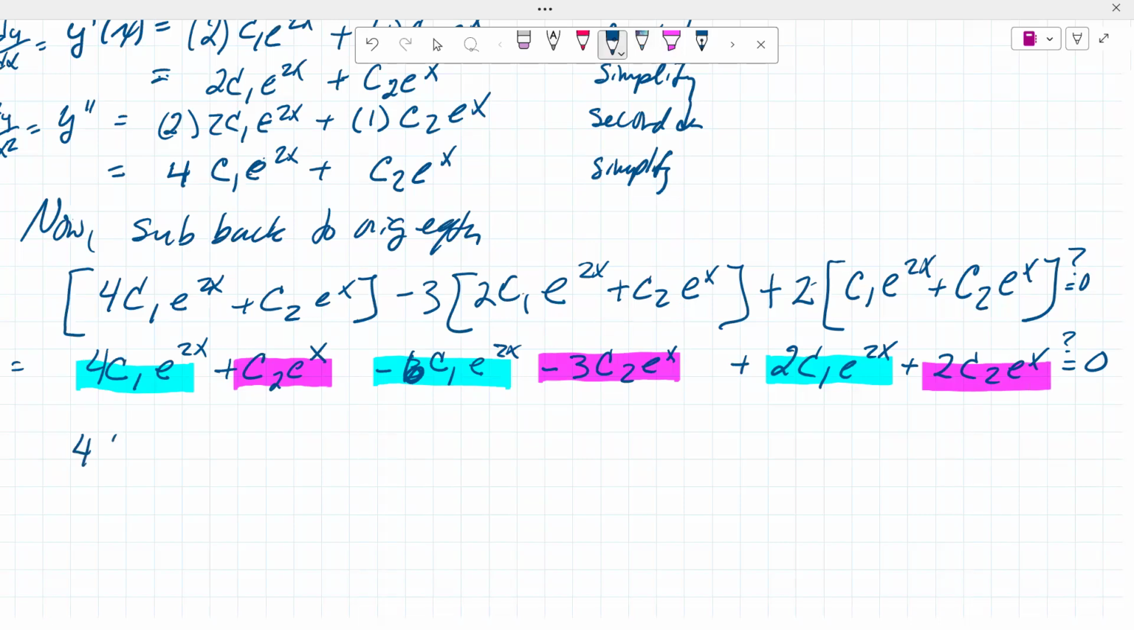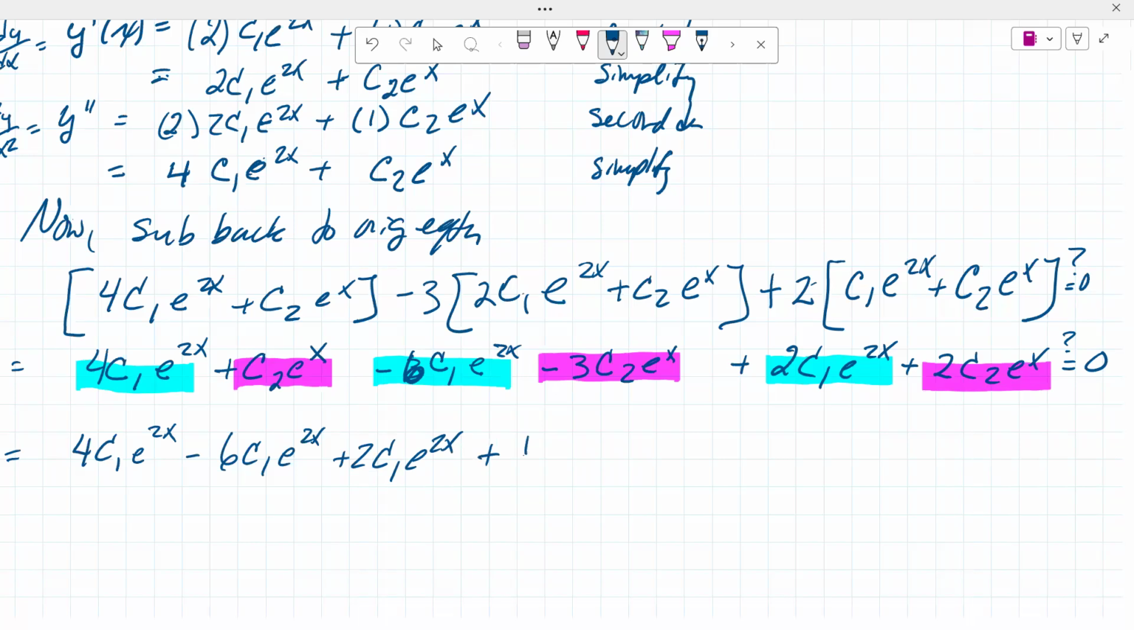So we've got 4c1 e to the 2x. I'm just going to regroup them, right? Minus 6c1 e to the 2x plus 2c1 e to the 2x. Those are all the blues. All right, and so we can already see this is looking good because those cancel out. 4 plus 2 is 6 and minus 6, and the base of the term is the same. That cancels out. Let's hope that this also works for the pinks.